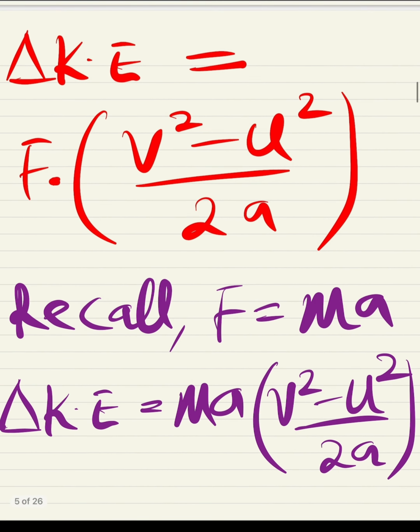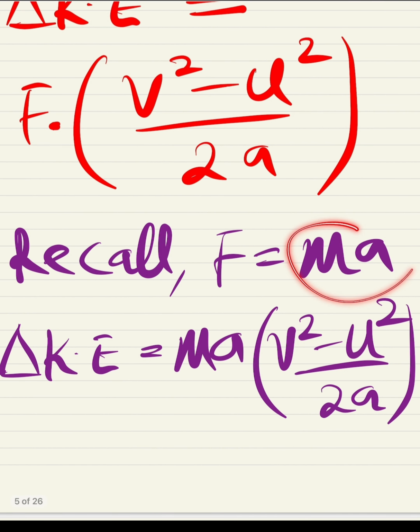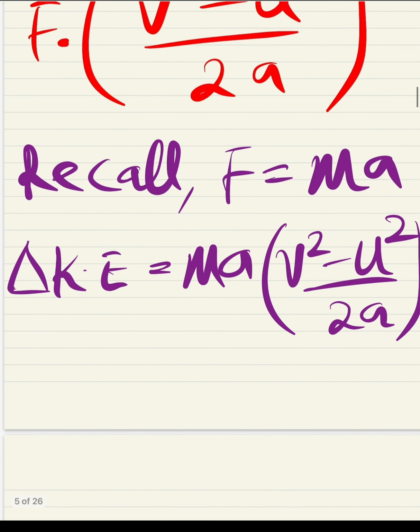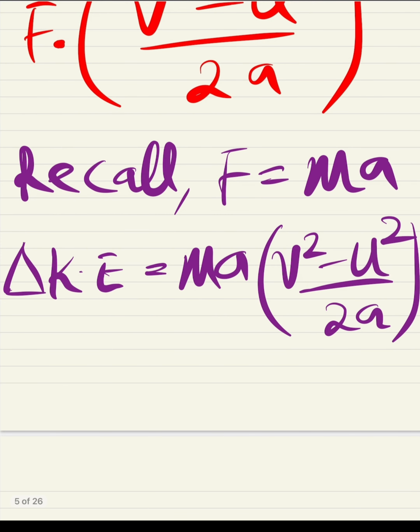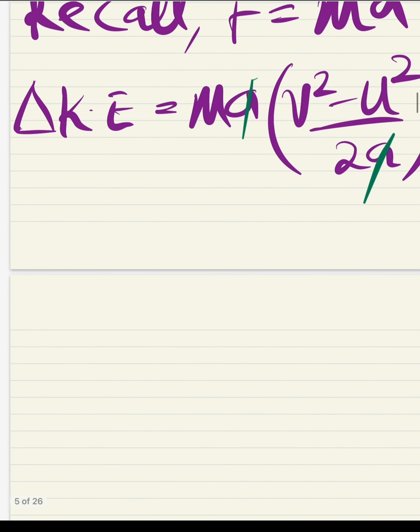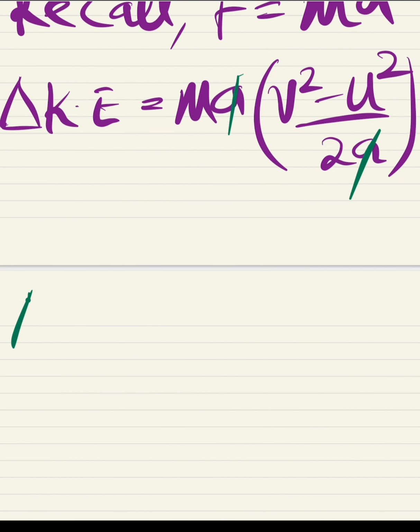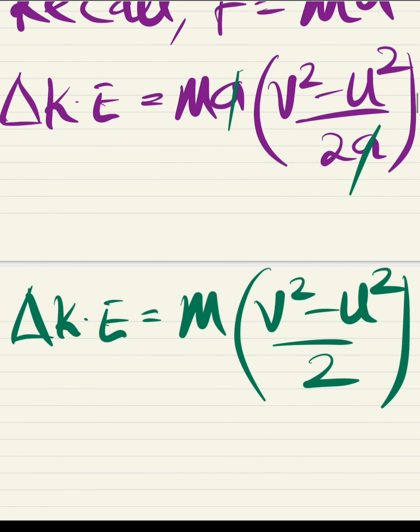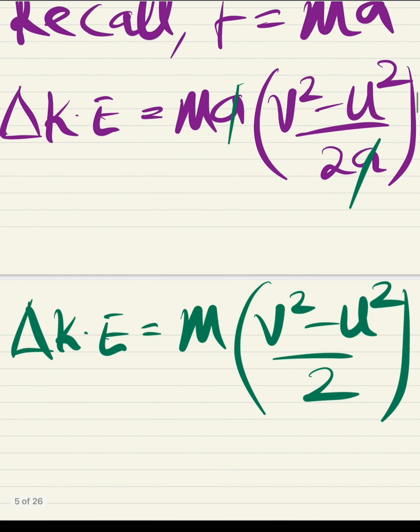I repeat, the F here has been turned to MA. This is what you have here, right? So by that, you can eliminate a few terms there. You can eliminate the A out, and by the time you eliminate the A out, you are going to be left with change in KE is m times V squared minus U squared over 2. This is what you are going to be left with.